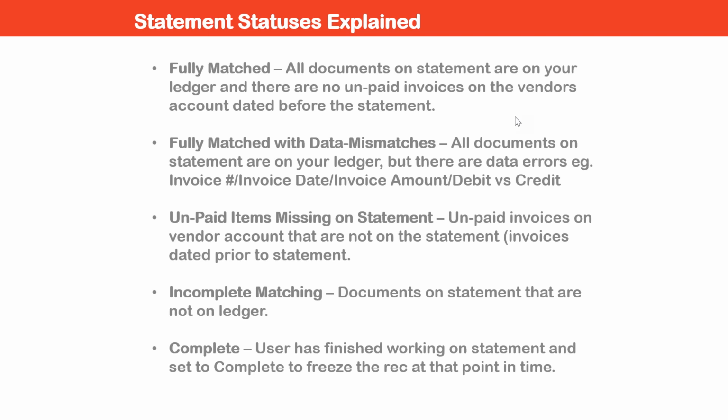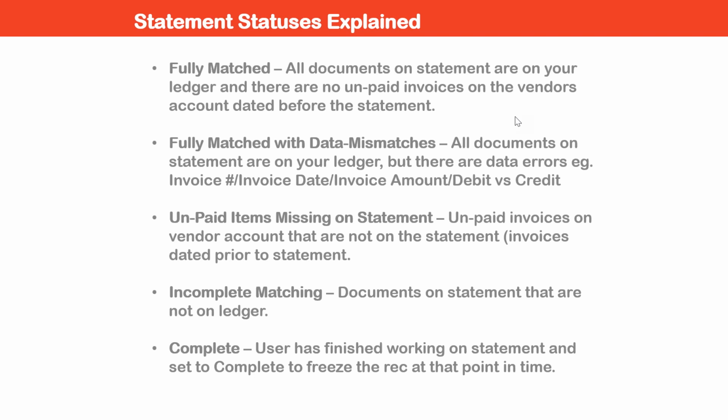And then the next two. Unpaid items missing on statement means that you've got invoices on the vendor's account that are not on the statement. And these would be unpaid. So in other words, if the vendor's not chasing you for it, it's not on the vendor's statement, you would want to go and investigate it because it could be posted on the wrong account, or it could be a duplicate. And then last but not least, incomplete matching. This is probably everyone's priority. This is where you've got invoices or credits or both on the statement that are not on your ledger. And then the one at the bottom, complete, that's like a manual status that a user sets against the statement when they finish working on it.